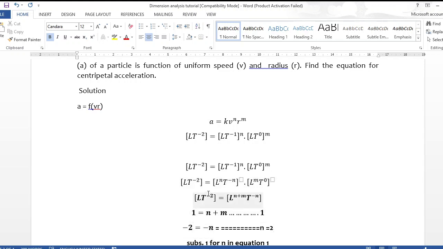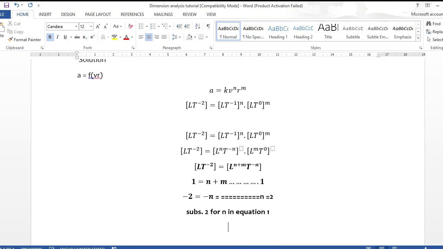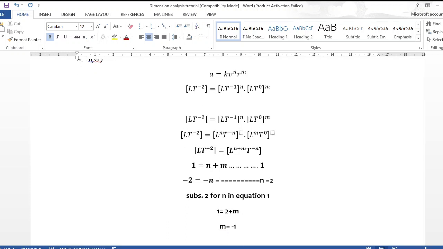So I had mistakenly taken negative 1 in the formula; it should be negative 2. Okay, so substituting 2 for n in equation 1, then what you get is 1 equal to 2 plus m, meaning m will be equal to negative 1. So 2 going to the other side becomes negative, so 1 minus 2 will be equal to negative 1.